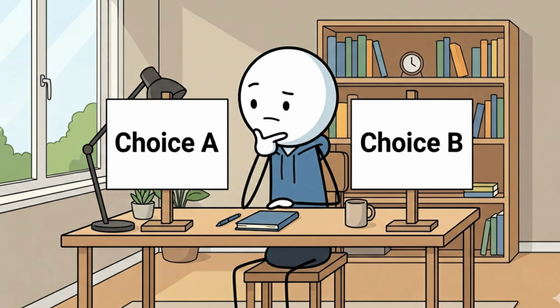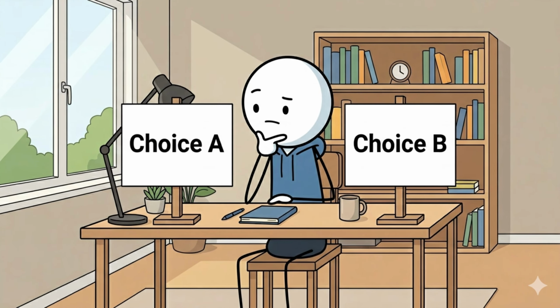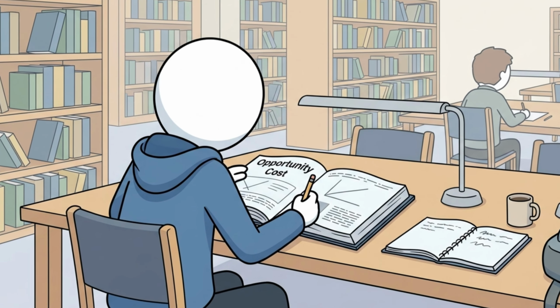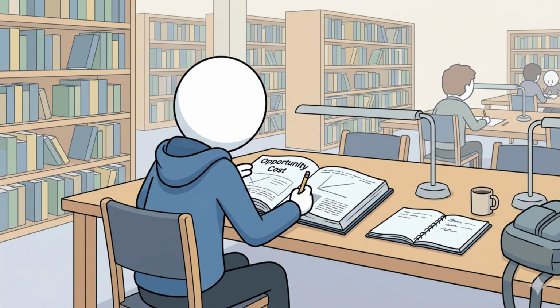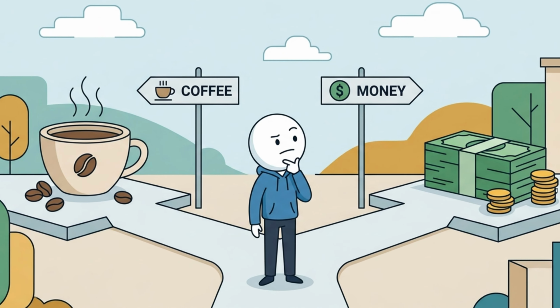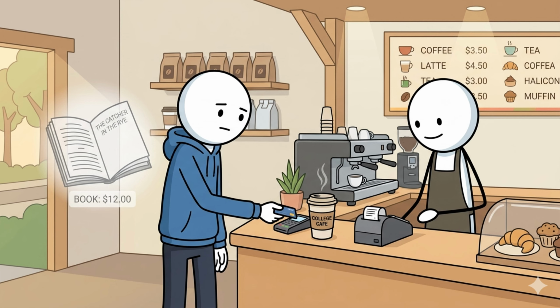The opportunity cost, the hidden price of every decision. In our previous lessons, we introduced the concept of trade-offs and the fact that John, like everyone else, must make choices because resources are limited. But to make these choices effectively, John needs a specific tool to measure what he is actually gaining and what he is losing. In economics, we don't just look at the money spent. We look at the opportunity cost.